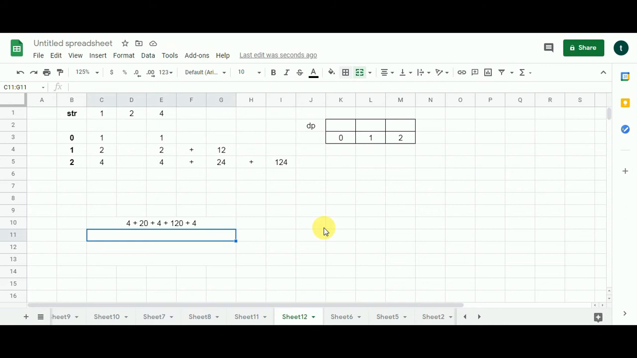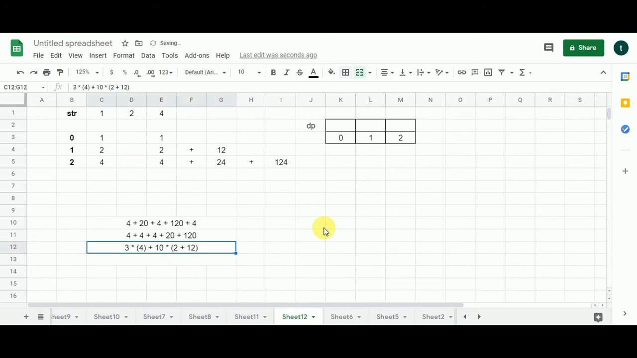Now let's bring all the 4s together, and let's bring 20 and 120 to the other side. I can see that I have three 4s, so 3 multiplied by 4, and if I take 10 as the common integer, then within braces I'll get 2 plus 12.